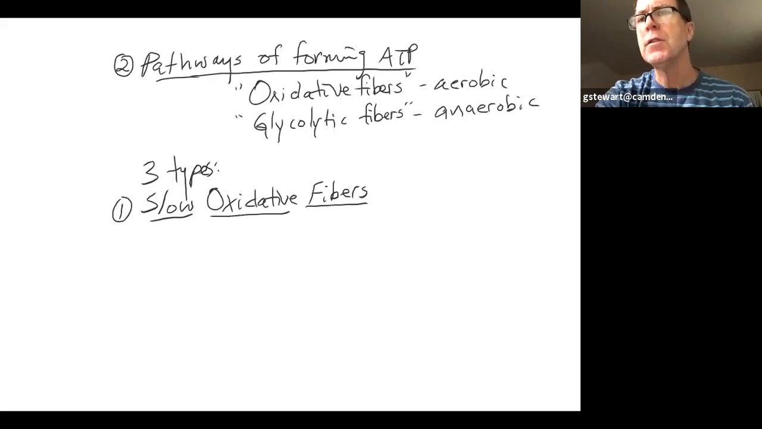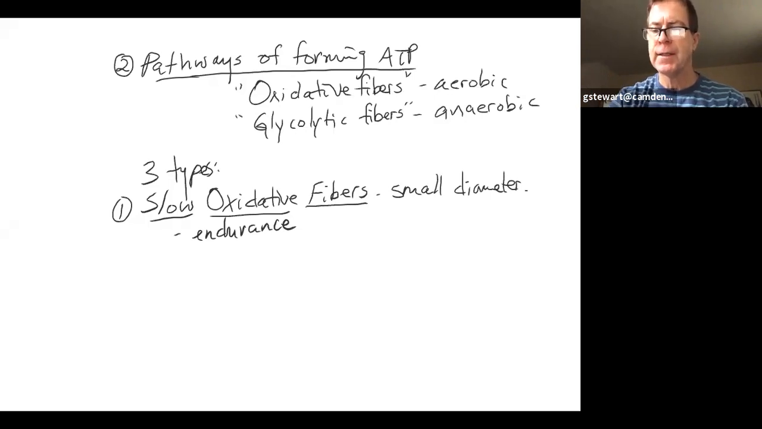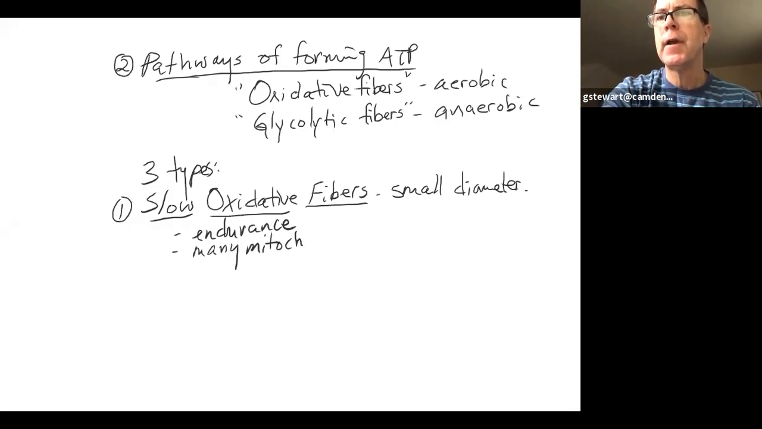So these slow oxidative fibers, first of all, are small in diameter, so they're not very thick. Just going to give you their characteristics. They are best suited for endurance exercises, things like a long casual swim or a really long endurance jog. We use these fibers for those activities. These fibers contain many mitochondria. That makes sense, right? If these fibers use a lot of oxygen, then it makes sense that they have many mitochondria, because that's where oxygen gets used in the cell.